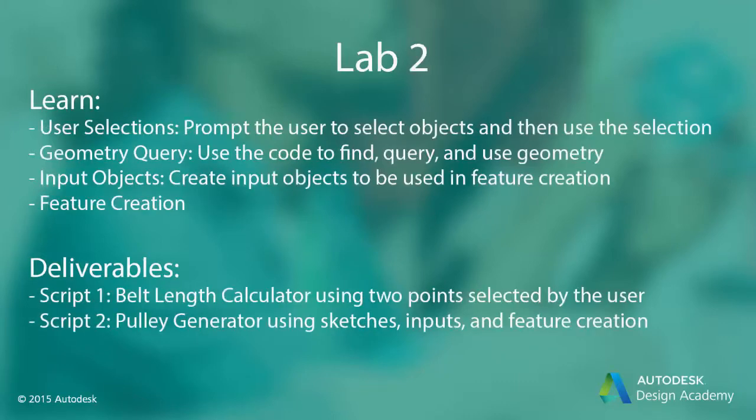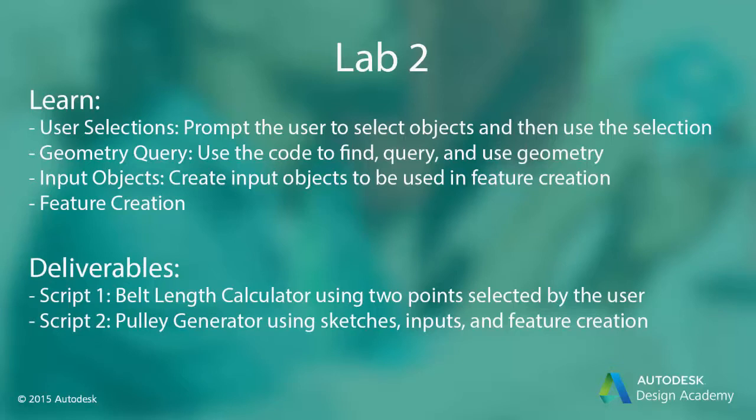Now for lab 2, we're going to learn about user selections, geometry query, input objects, and feature creation. So those first 3 are just learning how to make selections and grab certain geometry and then use those as input objects, as well as other things to pass in for feature creation. And we'll learn more about those in lab 2.